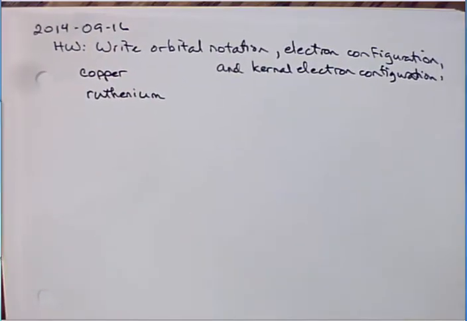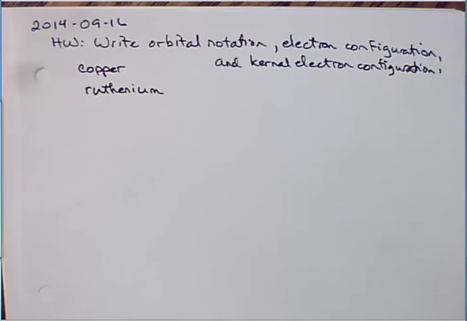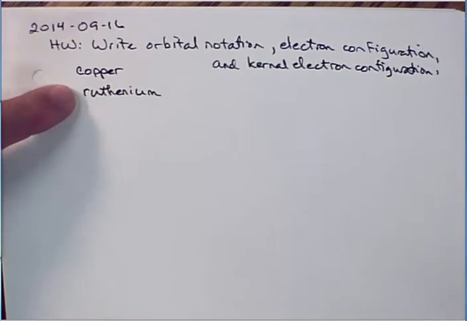This lesson is about electron dot notation, orbital notation, and electron configurations. It's actually going through and grading homework, but giving you a chance to see how all this is done once again. Okay, so homework from 2 days ago, we didn't grade it yesterday because of the lab, is write orbital notation, electron configuration, and kernel electron configuration for copper and ruthenium.